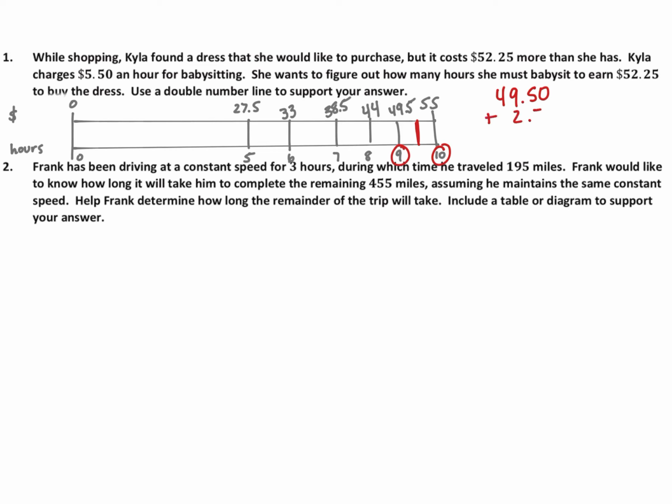$49.50 plus $2.75. Not 0, that's a 5. 5 plus 7 is 12. 9 and 1 make 10. Plus that extra 2 makes 12. And then 4 plus 1 makes 5. So $52.25. So use the double number line to support our answer. It's going to take her 9.5 hours.